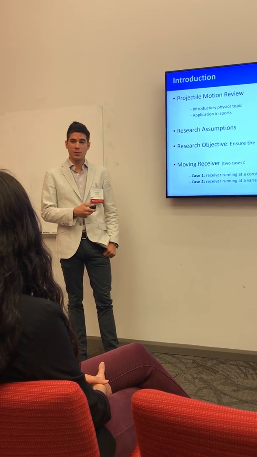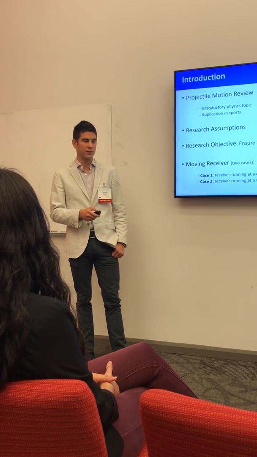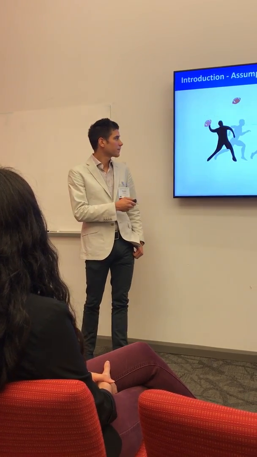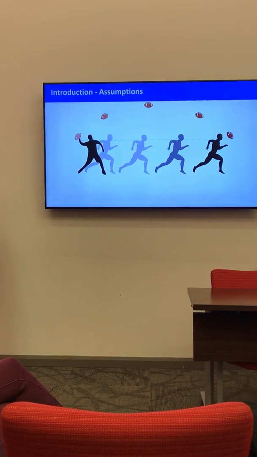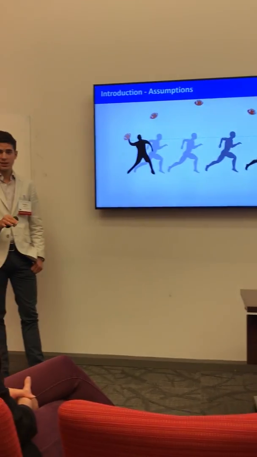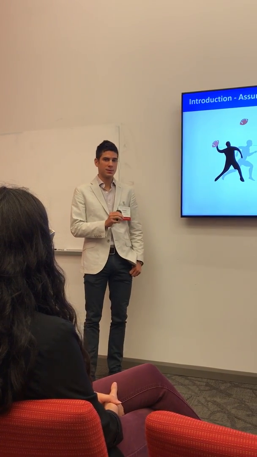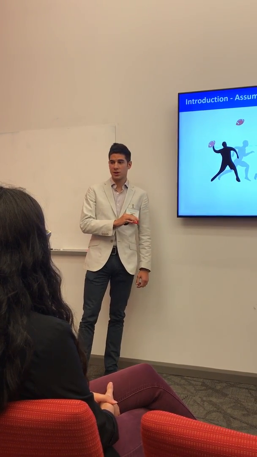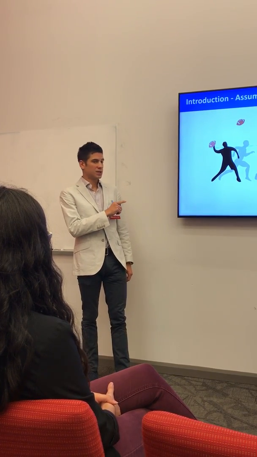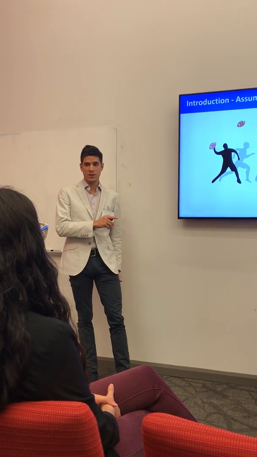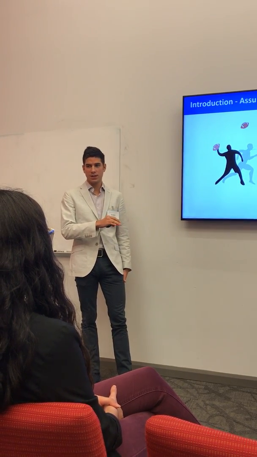In both cases, we had some assumptions taken into account in order to simplify the model, and those are the following. Both the quarterback and running receiver are initially at rest and at the same location. As soon as the quarterback passes the ball, the running receiver starts running, or vice versa. The ball has no spin, air friction was neglected, and the ball was projected and received at the same height above the ground.